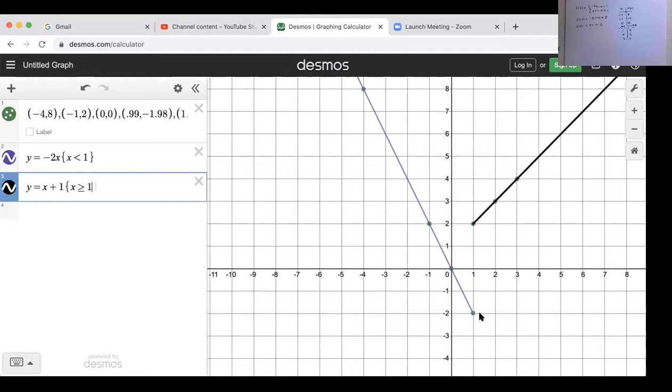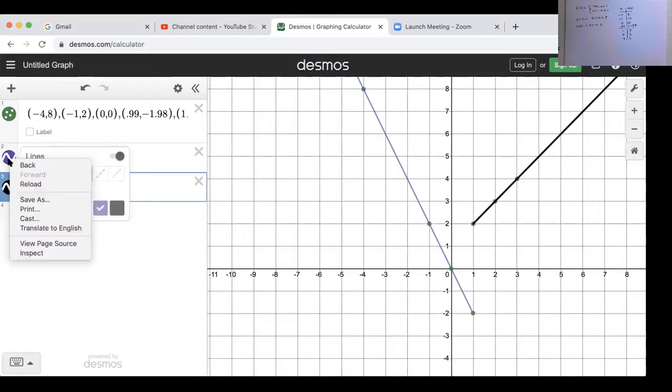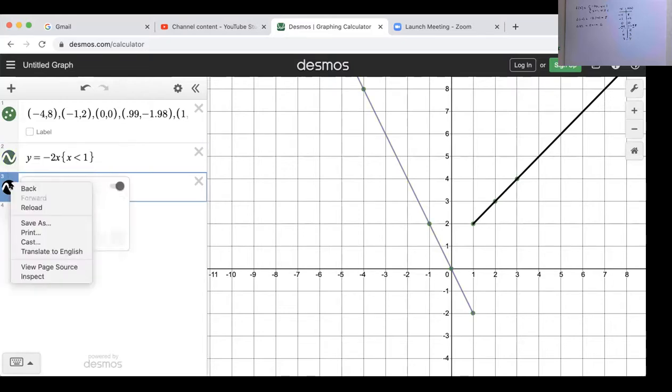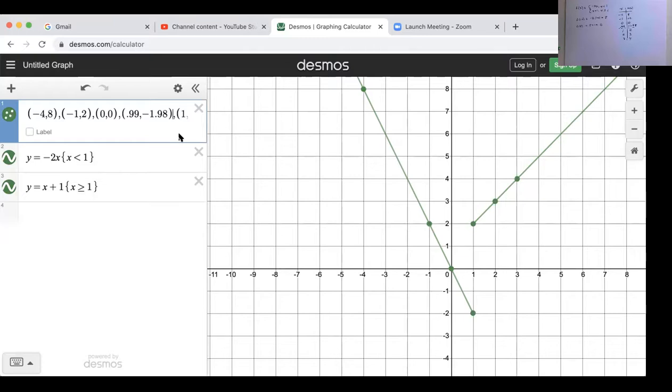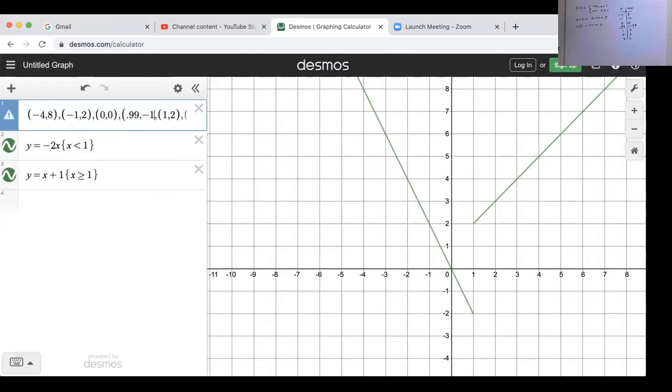But the question is, do we violate the vertical line test? Let's make all these the same color because it's one function. Do we violate the vertical line test? Remember, this was 0.99, negative 1.98, and this was 1, 2. So it's not really violating the vertical line test. I think I'm going to eliminate my 0.99, negative 1.98 point.